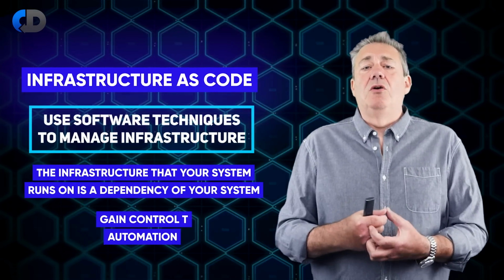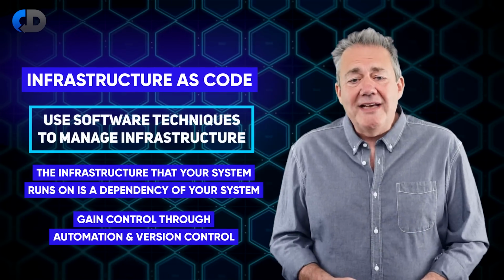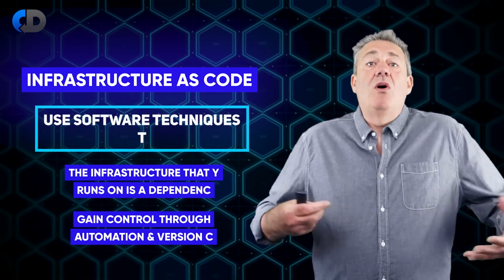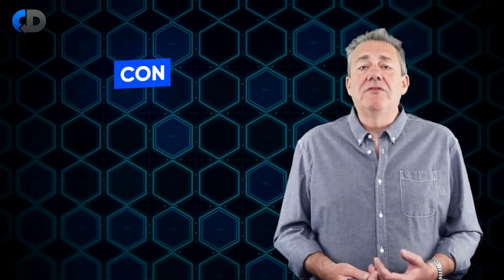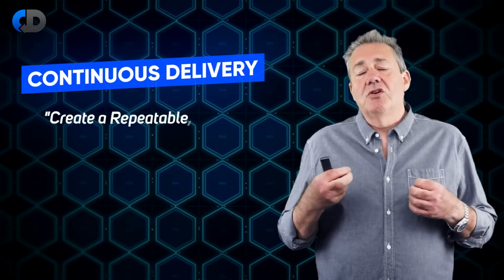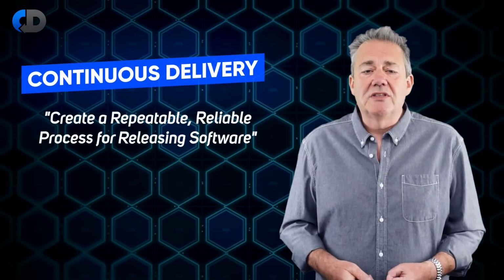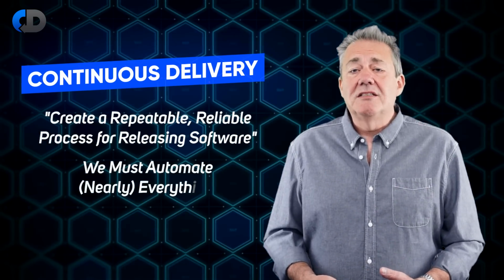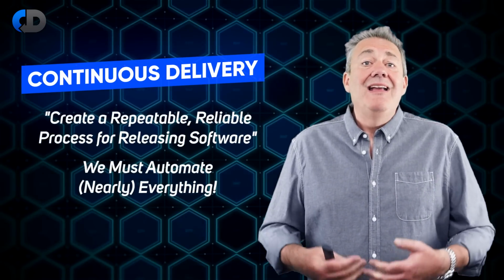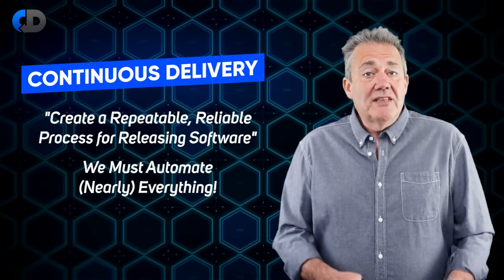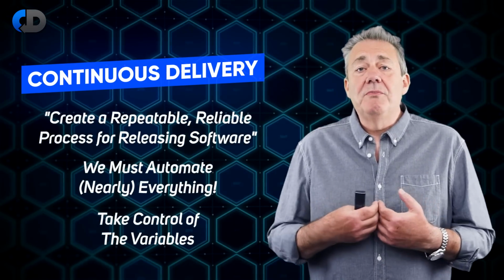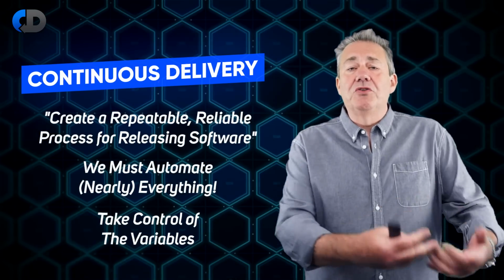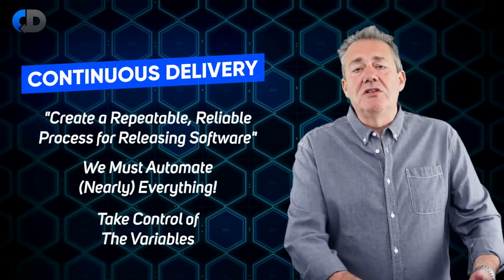We want to gain control by making the provisioning and updating of our infrastructure an automated thing. Why do we want to do this? Well, the first principle of continuous delivery says we're trying to create a repeatable, reliable process for releasing software. And for that, we must automate to get the repeatability. In order to automate, we must take control of the variables. We want to be able to automate things, and each time we carry out that automated process, we want to achieve the same result every time.